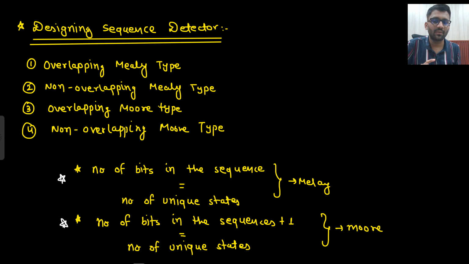Okay, so now we are going to make the state diagram for the case of overlapping allowed. So now your overlapping is allowed. What I need to detect is 1 1 0 1 1. I will start from A only.